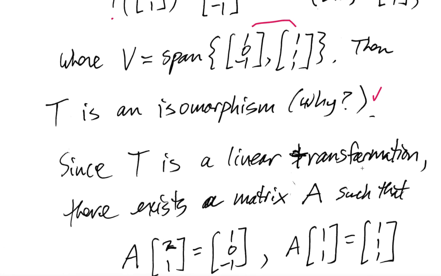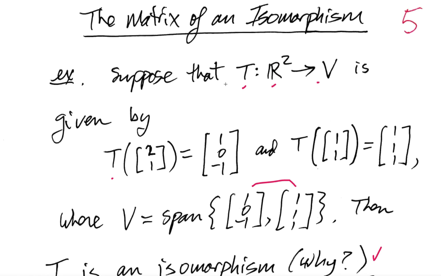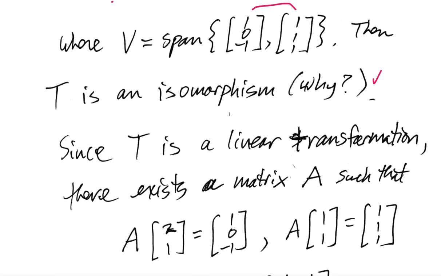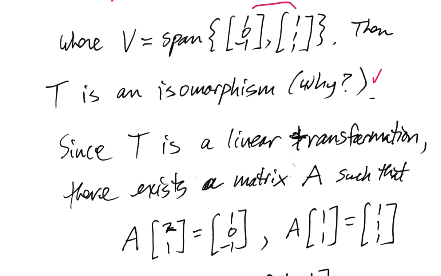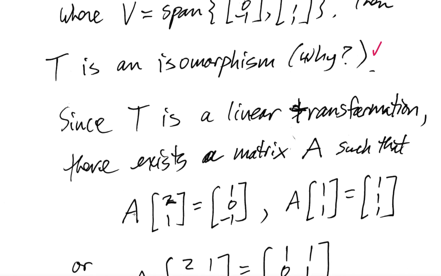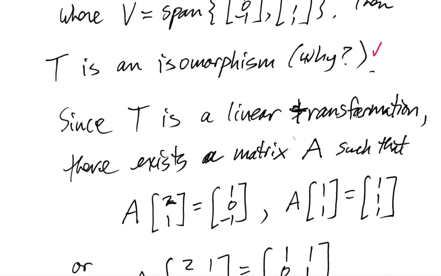Since T is a linear transformation, and I'm claiming that it's supposed to be a linear transformation, I guess I should have said that. There exists a matrix such that what? Remember how linear transformations are always equivalent to a matrix product in essence? Let's see, (2, 1) gets mapped onto (1, 0, -1). So I'm looking for a matrix A such that A times (2, 1) gives me (1, 0, -1). Likewise, (1, 1) got mapped onto (1, 1, 1). So A times (1, 1) should be (1, 1, 1).